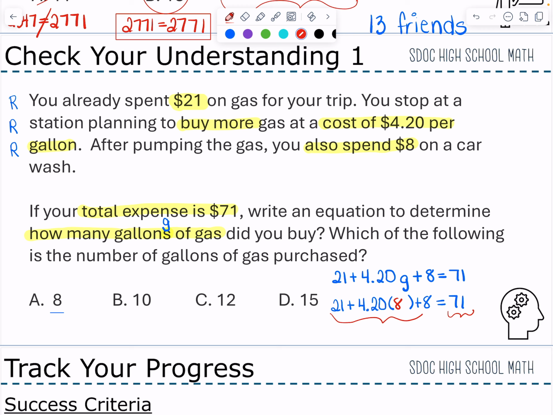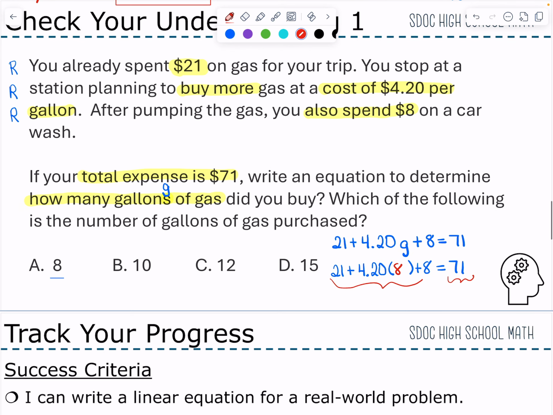Oh, wait a minute. This is the one I want you to do on your own. And if you get stuck, you bring your questions into class on that one, okay? So I helped you through most of that one. Now go ahead and finish it, all right? If 8 doesn't work, check 10, check 12.